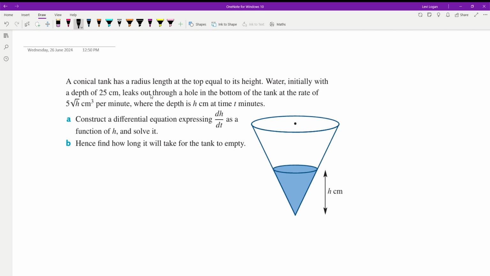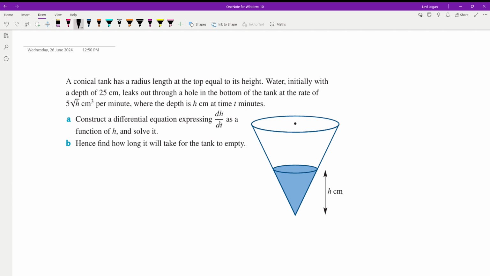So a conic tank has a radius length at the top equal to its height. Water initially with a depth of 25 centimeters leaks out through a hole in the bottom of the tank at a rate of 5 square root of h centimeters cubed per minute, where the depth is h centimeters at time t. So first of all, we've got to construct a differential equation where we have dh on dt, so the height at pretty much any time, and then we've got to work out how long it takes for the tank to empty.